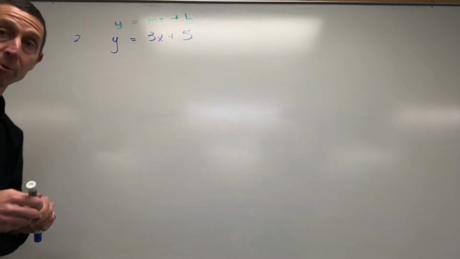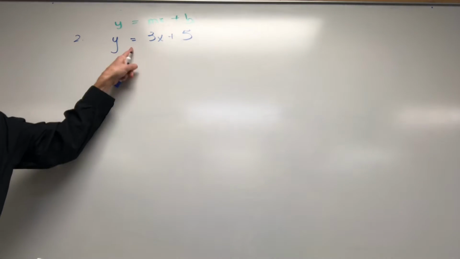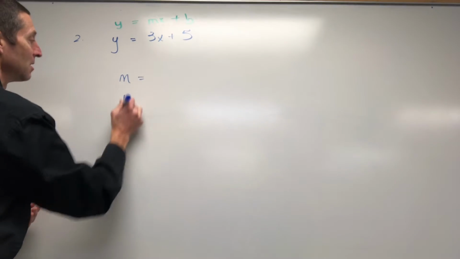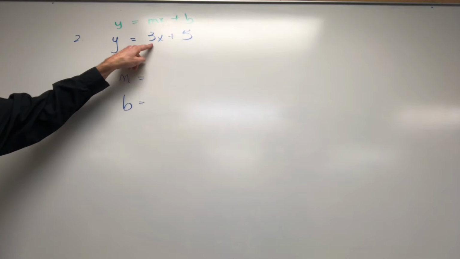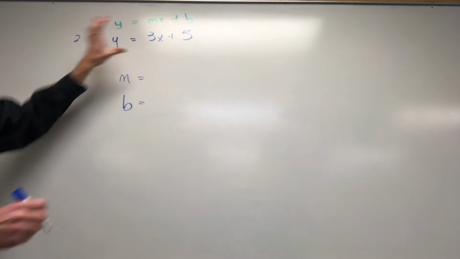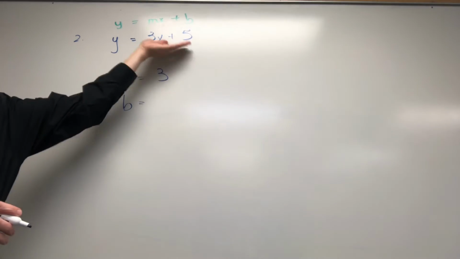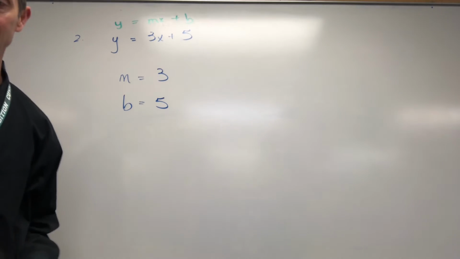See, this one's already solved for y. Y is solved for, it's by itself. Y equals mx plus b. So you can find m and you can find b pretty quick. M is your number, your coefficient sitting right in front of x. It's 3, just 3, you don't write the x. And b is sitting right here, positive 5. Boom, you've got it.